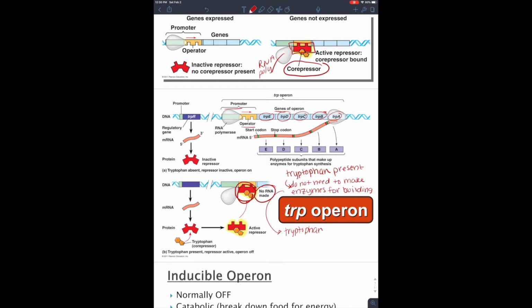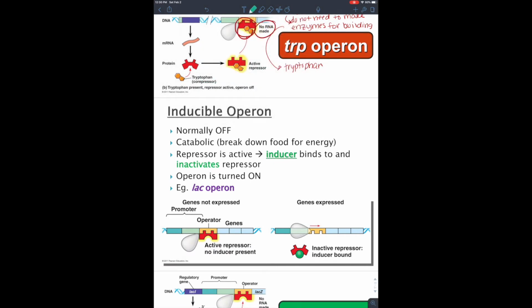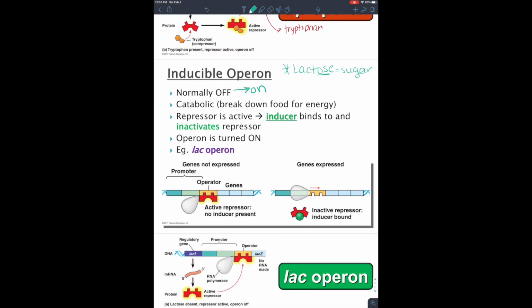Now the opposite is the inducible operon. It's usually off, and now I'm going to turn it on. This is a catabolic process. Remember, that's to break down. So one of the things that we talk about with inducible operons is lactose. Lactose, a sugar, ends in O, so it's a carbohydrate. We're going to turn this operon on in a certain situation.